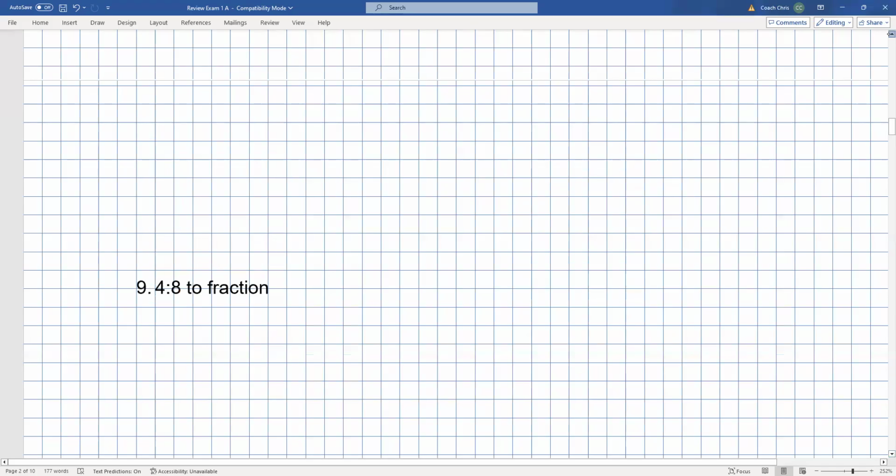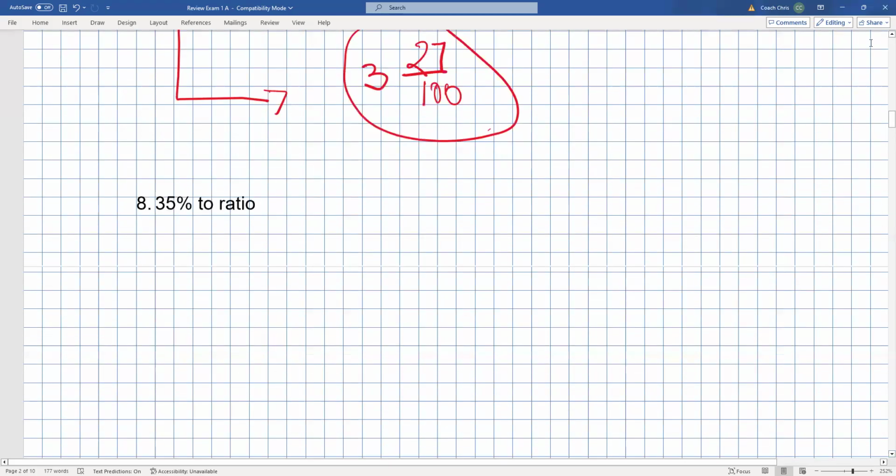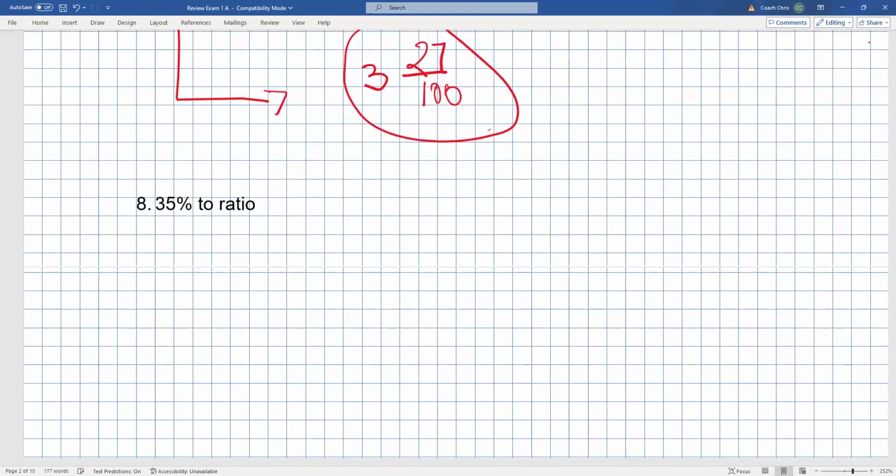All right, so let's continue. You got 35% to a ratio. How do you convert a percent number to a ratio? Remember, a quick recap: a percent is anything divided by 100. So if I got 2%, 2% means 2 over 100. Same thing here. 35% means 35 over 100.